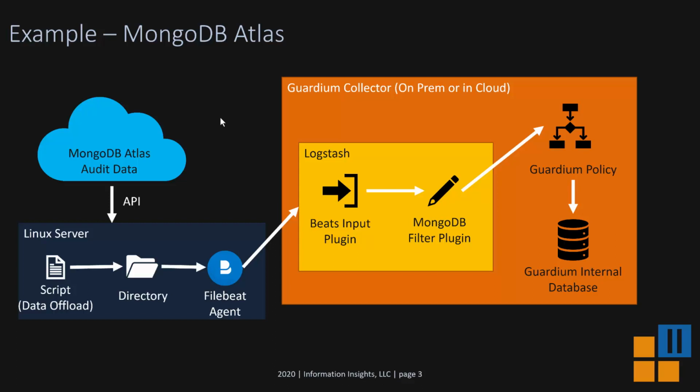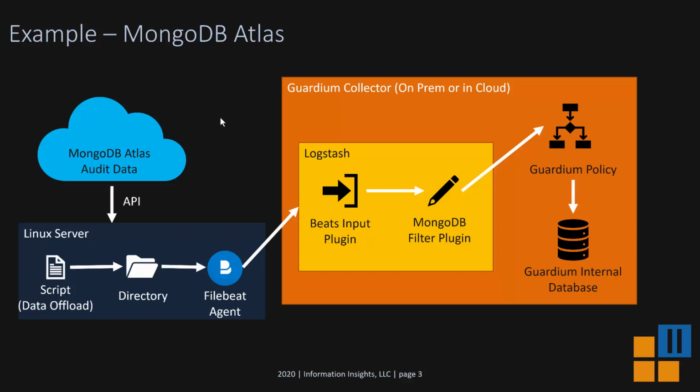I didn't want to build my own input plugin, so instead I wrote a little script to offload data from the MongoDB Atlas audit data API. That stores the data in a directory, in a set of files, and then that's consumed by a FileBeat agent. Sorry, not a Logstash agent, an Elastic agent that monitors the changes to files and any creation of new files, and sends the data to a Logstash server. In this case, the Logstash server is on the Guardium collector.